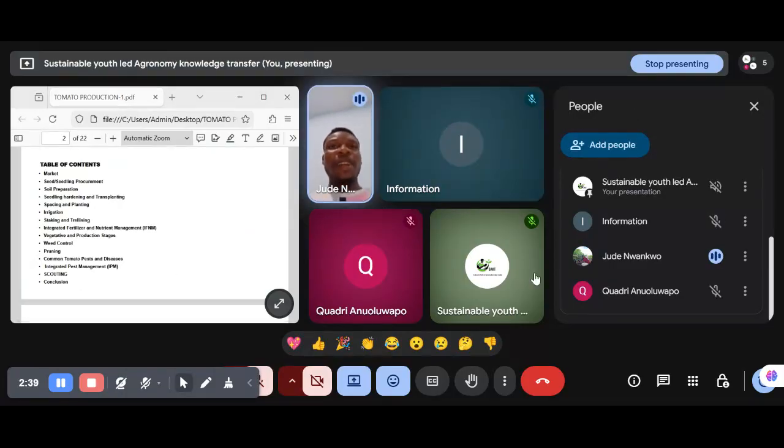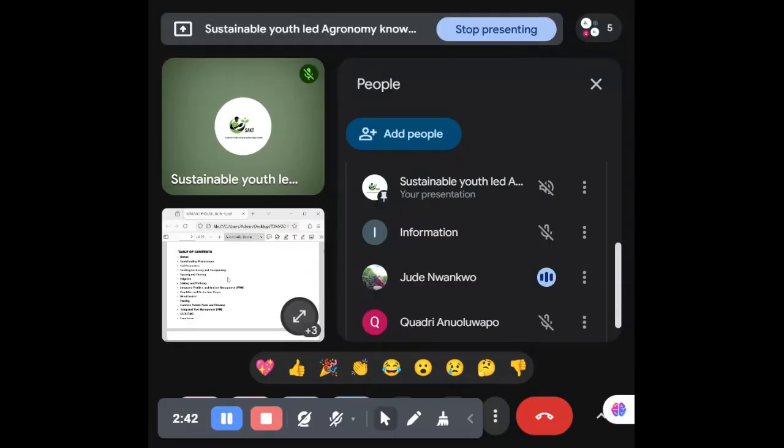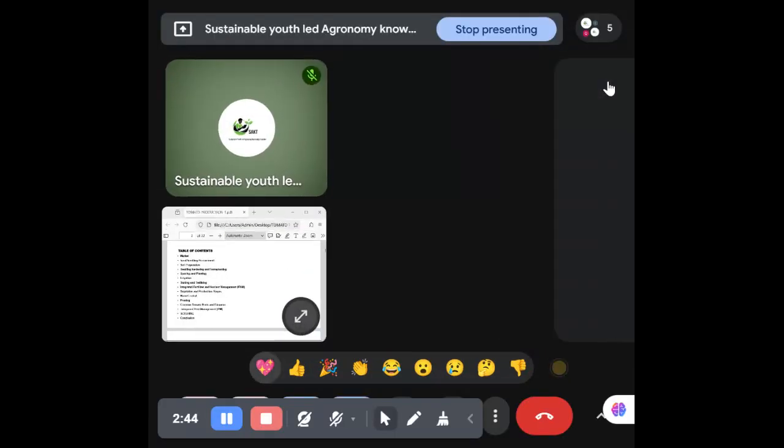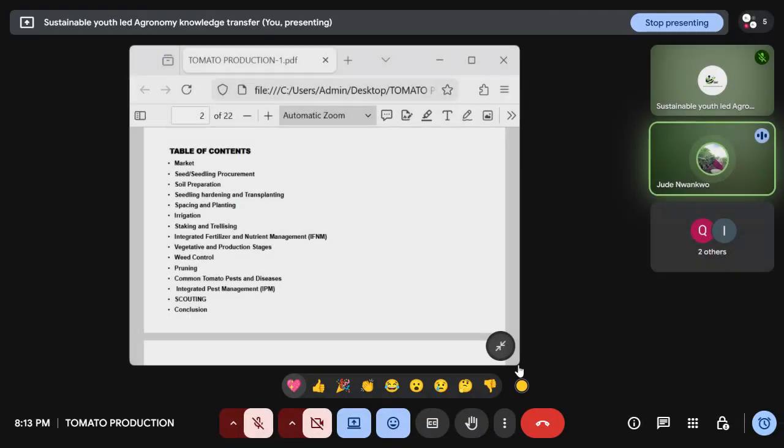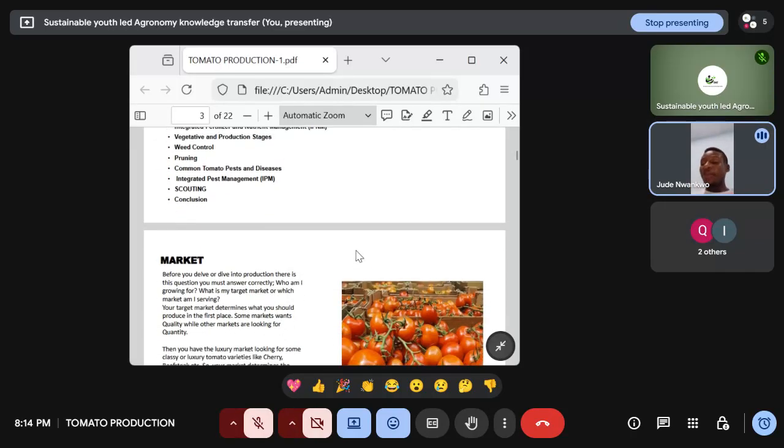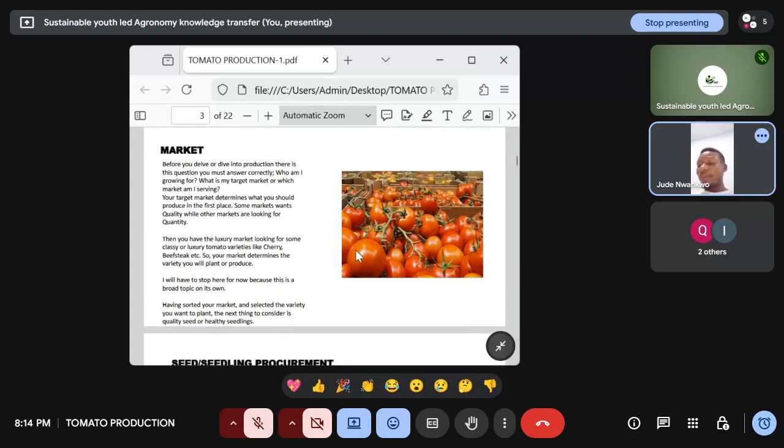Looking at the table of contents: number one, the market; seedling procurement; soil preparation; seedling hardening and transplanting; spacing and planting; irrigation; staking and trellising; integrated fertilizer and nutrient management; vegetative and productive stage; weed control; pruning; common tomato pests and diseases; then integrated pest management, scouting, and then the conclusion. So without wasting much of our time, let's go to number one on the list, the market.